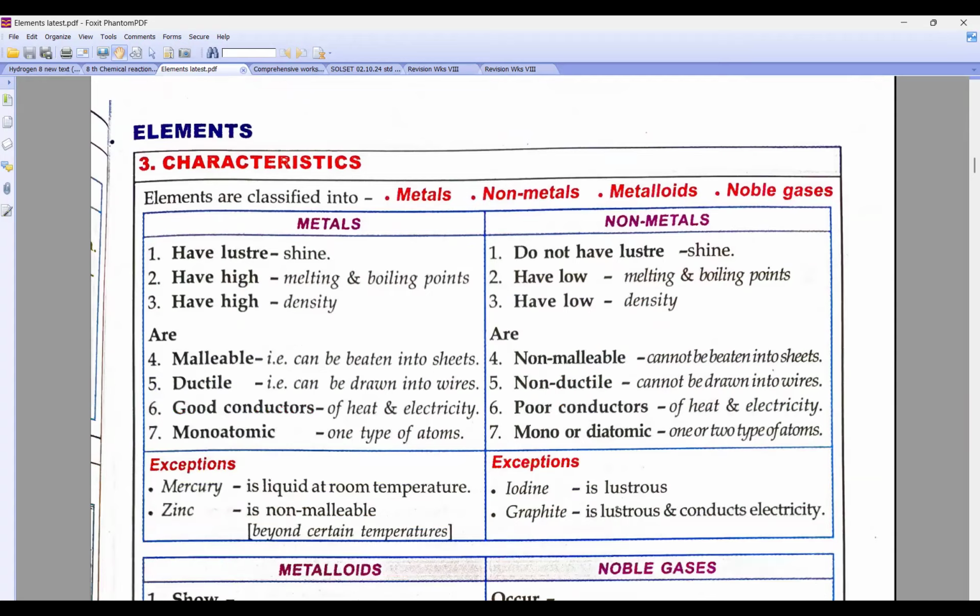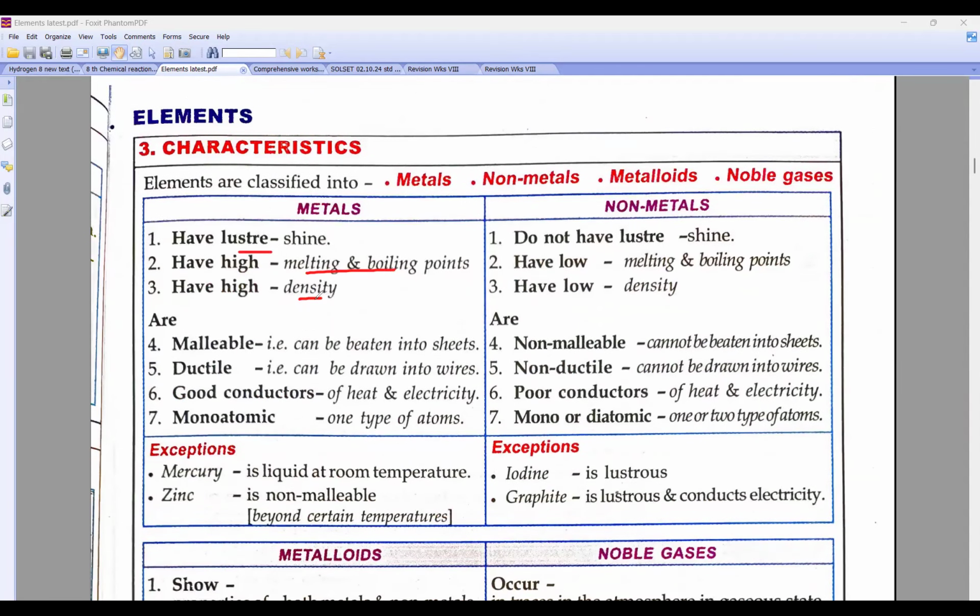Now in exam, they will ask you what are the characteristics of metals. Metals have luster, high melting point, boiling point, density. They can be drawn into thin sheets, that is known as malleability. They are ductile, means they can be drawn into wire. They can ask what is malleability, ductility. They are good conductors of heat and electricity.